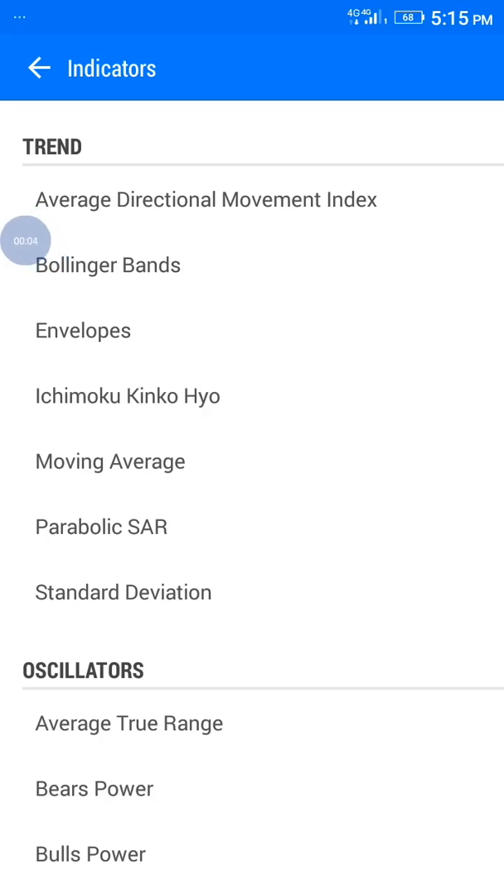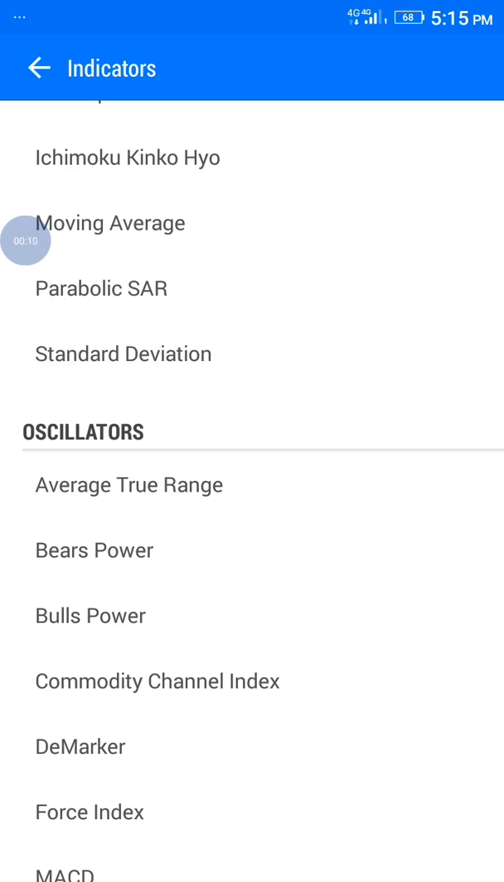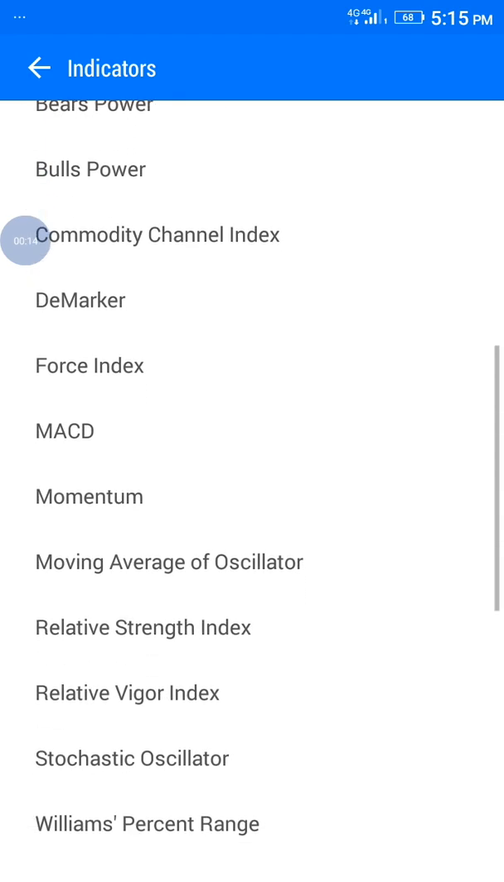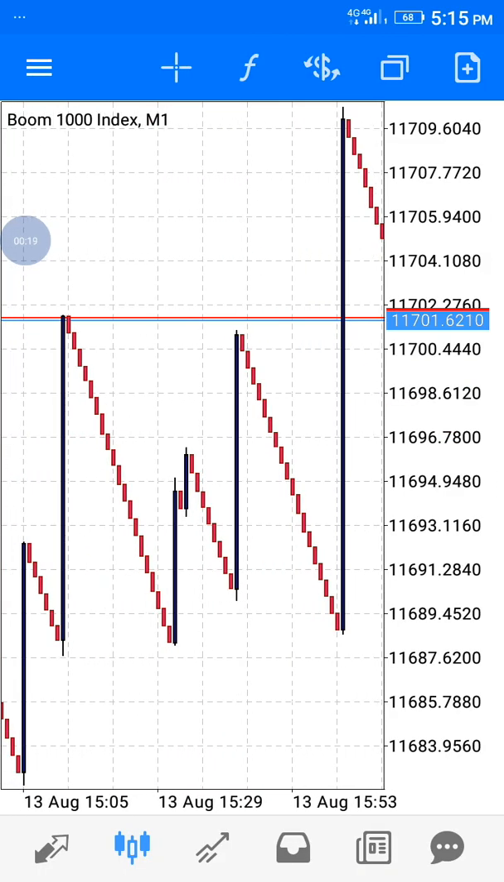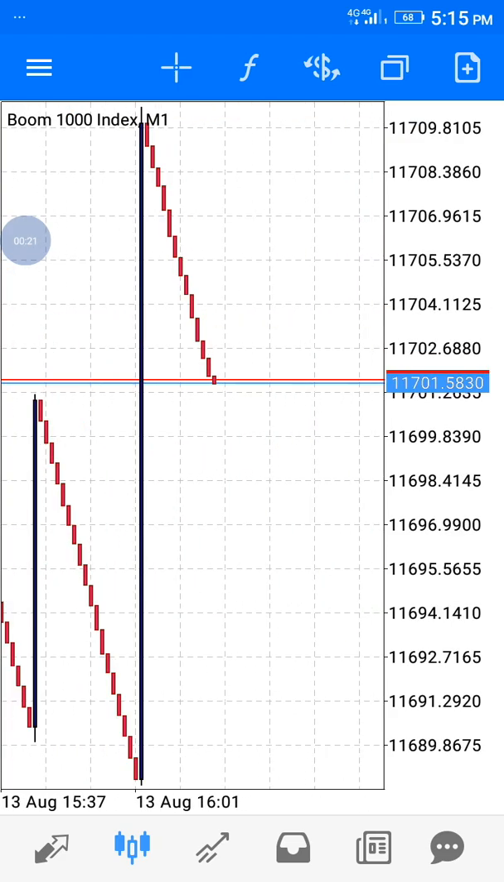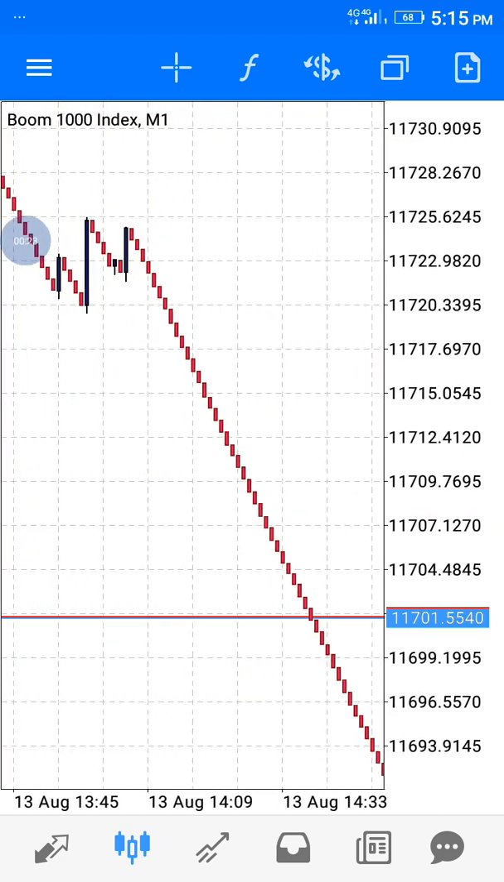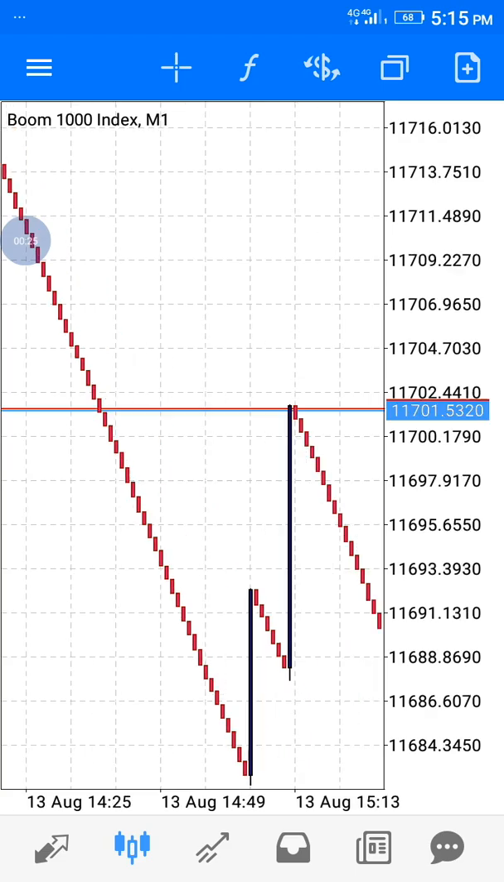Today I'm going to share with you how to trade the trend on boom and crash. This strategy can help you to trade for like 20 to 30 minutes or more than that. The strategy is really simple to use. Before I proceed, let me quickly add the indicators.